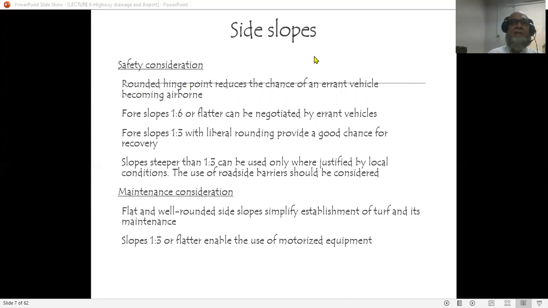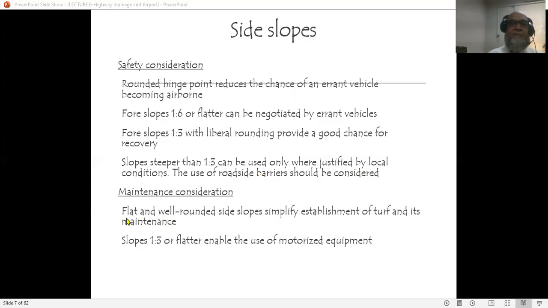Now, what we need to do as a safety measure for side slopes is the following. We have rounded hinge points that can reduce the chance of errant vehicles becoming airborne. So, in order to have this errant vehicle control, a side slope of 1:5 or 1:6 is always recommended. Then there is a foreslope of 1:3 with liberal rounding that provides a good chance for recovery. Slopes steeper than 1:3 can be used only when justified by local conditions. The use of roadside barriers should be considered.